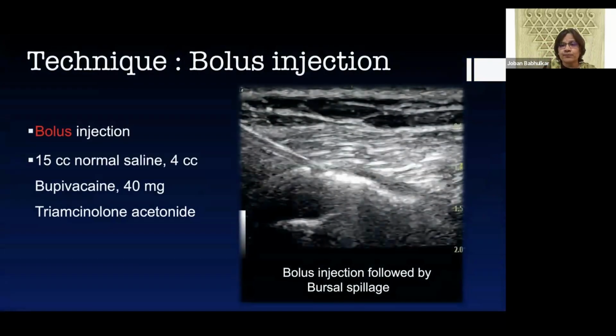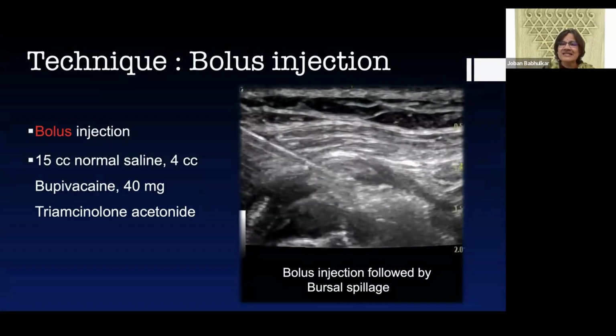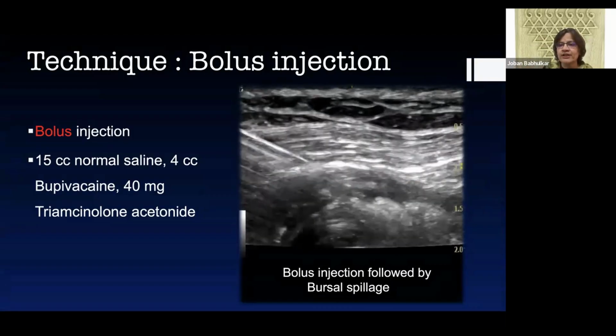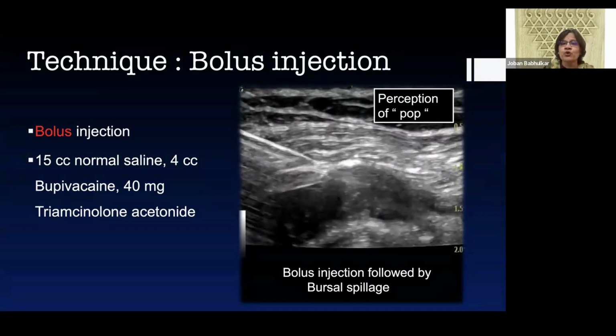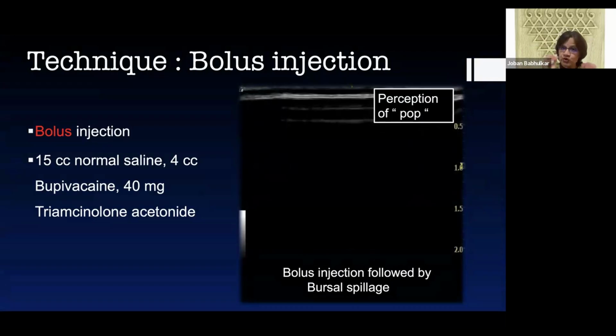After this, you inject the bolus. So again, this is the bolus coming up. As you saw, there is a sudden spillage of this whole bolus into the subacromial bursa, and that is expected. You cannot expect 20 cc's of this fluid to go solely into the coracohumeral ligament, but that's okay.